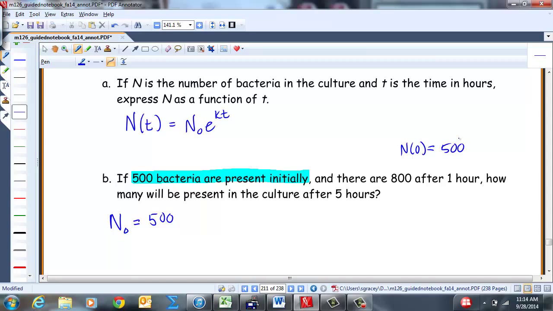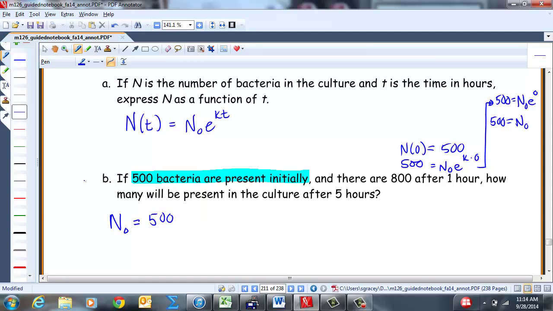So you would use that ordered pair and you would say 500 equals N0 e to the k times 0, which would give you 500 equals N0 e to the 0, and e to the 0 is 1, so 500 would be N0. Or you can just recognize it from the general formula. So N0 is 500, right?